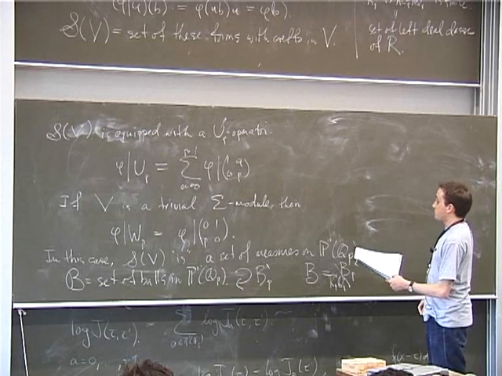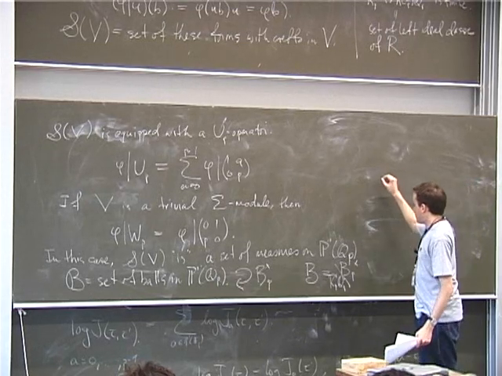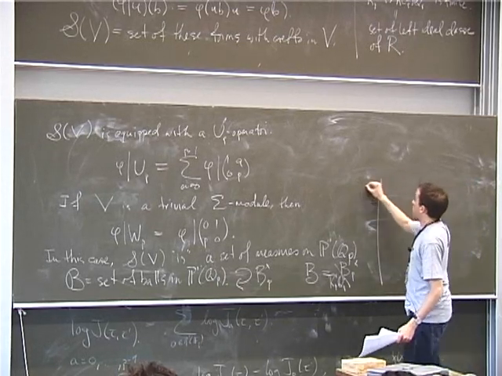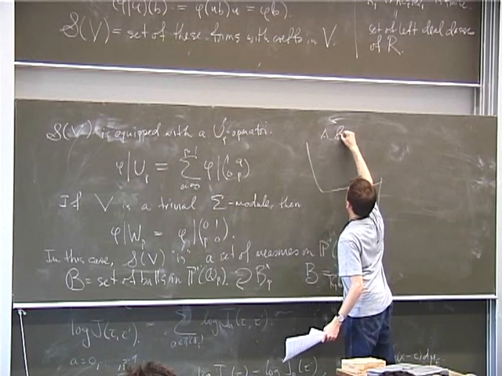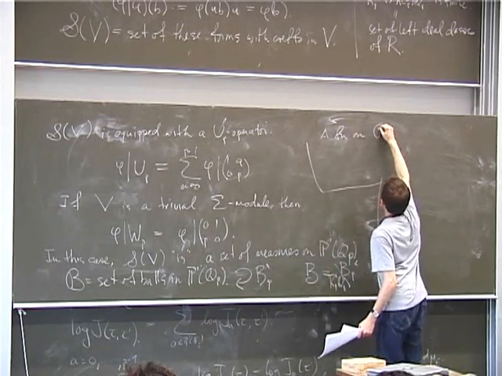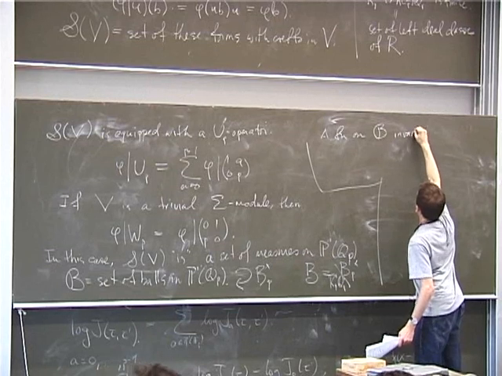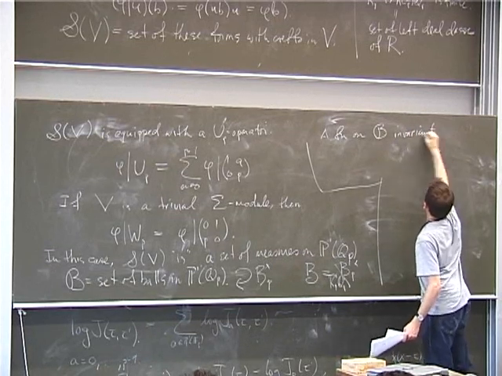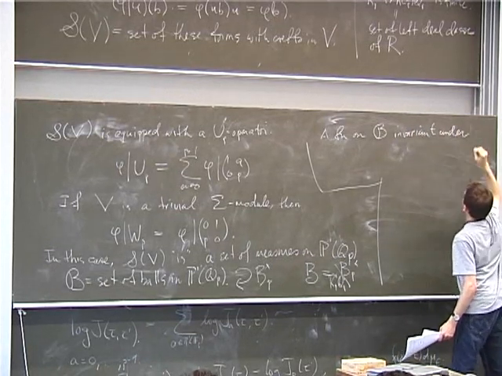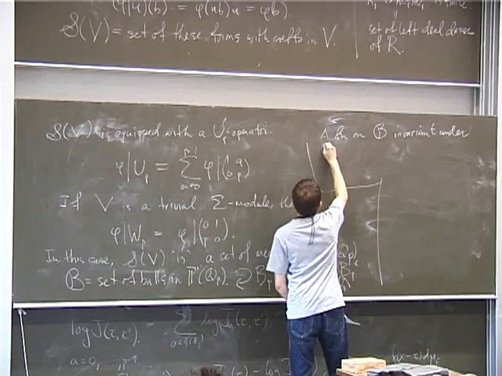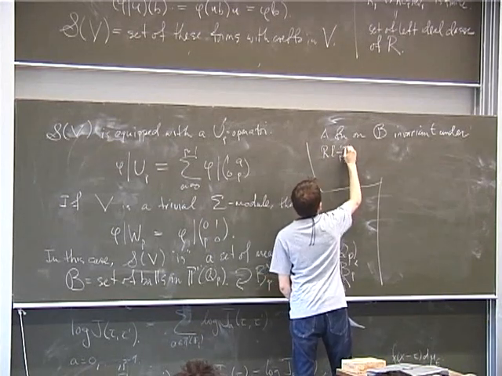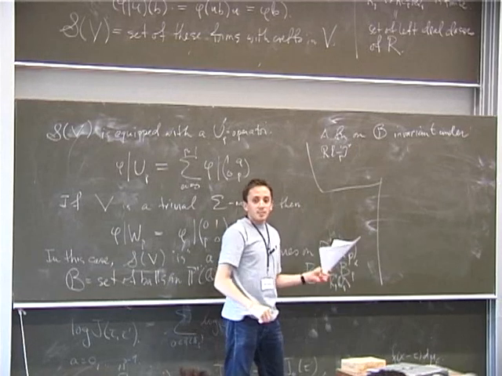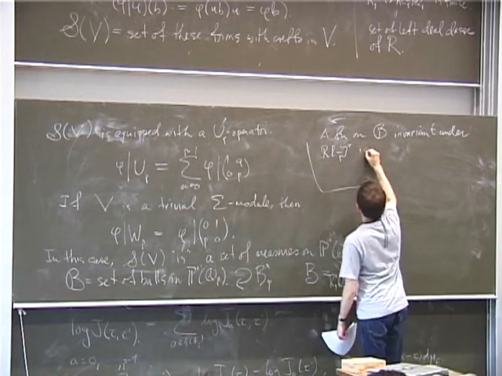So a function on B invariant under R_p star is exactly one of these automorphic forms.